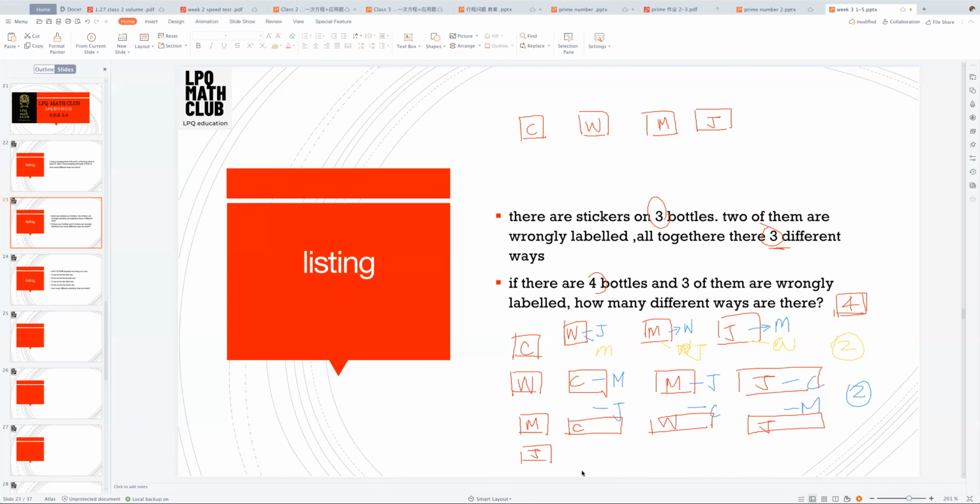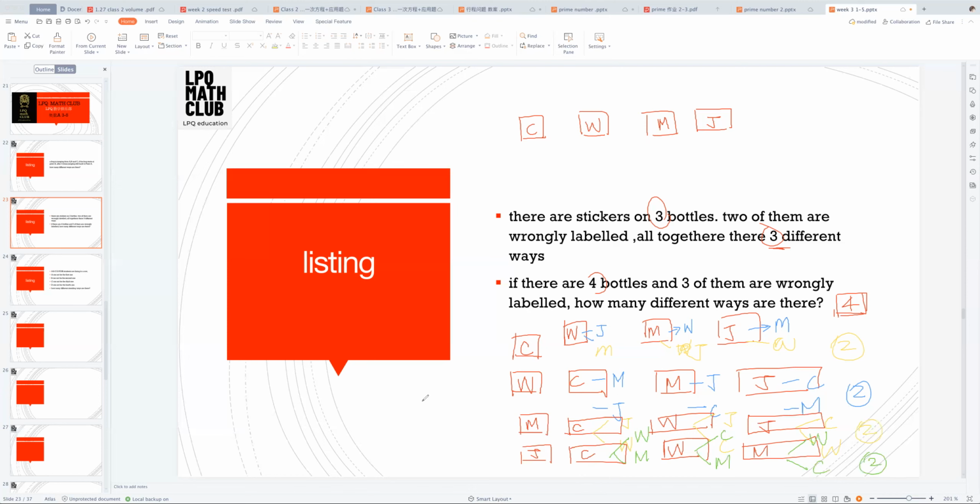Okay, so Coke could be wrongly labeled as juice or water, and water could be wrongly labeled as juice or Coke, and juice could be wrongly labeled as Coke or water. So again, there are 2 of them. Last but not the least, if juice is the only one right, so Coke, water, and milk are wrongly labeled. So I know that Coke could be wrongly labeled as water or milk, and water could be wrongly labeled as Coke and milk could be wrongly labeled as water or Coke. So again, there are 2 of them.